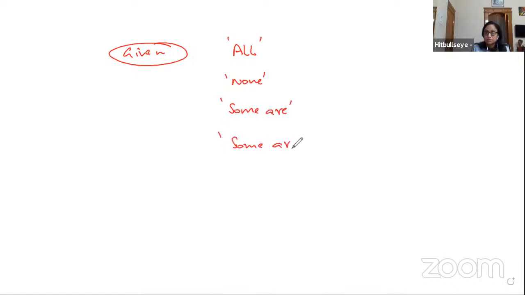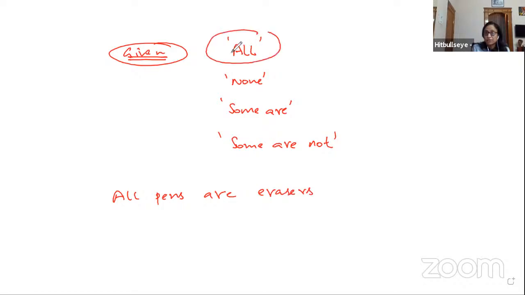Your given information will mostly be of four categories: the type all, the type none, the type some are, and the type some are not. These are the four categories of information that can be given to you. Something like, if I tell you all pens are erasers, it's an all type of information. How do you draw a diagram for this?